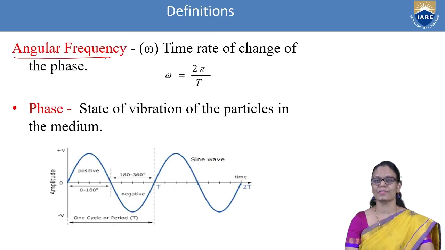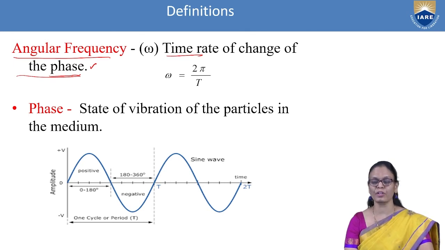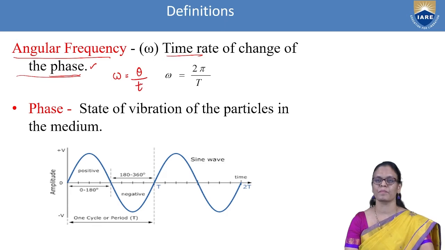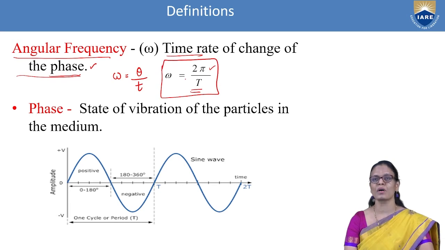Now coming to angular frequency. Angular frequency is the time rate of change of phase. Phase always talks about the state of vibration of the particle. So how the phase changes with respect to time, we are calling it angular frequency. If I have to write a generalized formula, omega is equal to theta upon t. And for one complete vibration, the time taken is the time period, and in one complete vibration, it turns through an angle of 2 pi, 360 degrees. So we write omega is equal to 2 pi by T. For all derivations, we use omega is equal to 2 pi upon T. T here is the time period and 2 pi is the angle through which it moves.